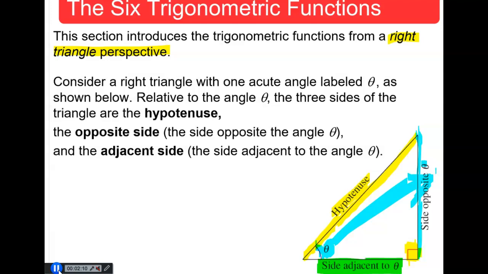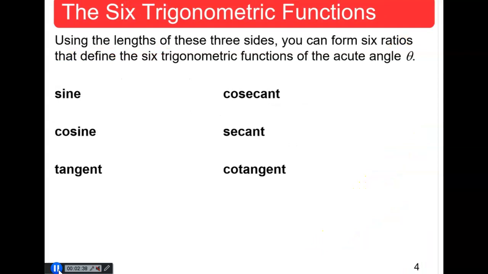And also that happens to be one of the sides of the triangle that is also a side for the angle. It could be the initial side or the terminal side. So it's forming the angle, it's part of the angle, that will be the adjacent side. So we have that, adjacent side, opposite side, and hypotenuse. Using the lengths of the three sides that we just discussed, we are going to form 6 ratios that define the 6 trigonometric functions of the acute angle theta.